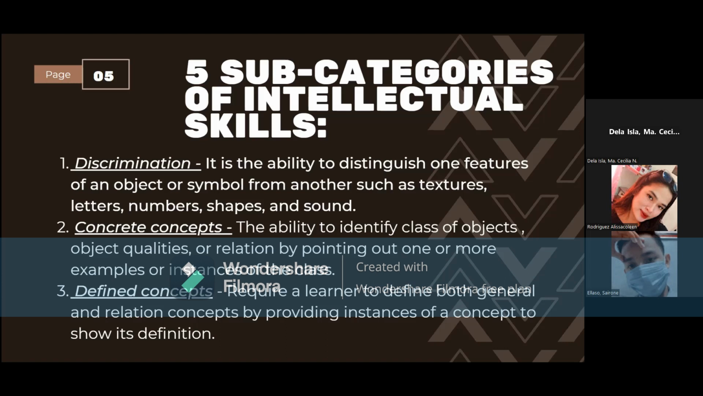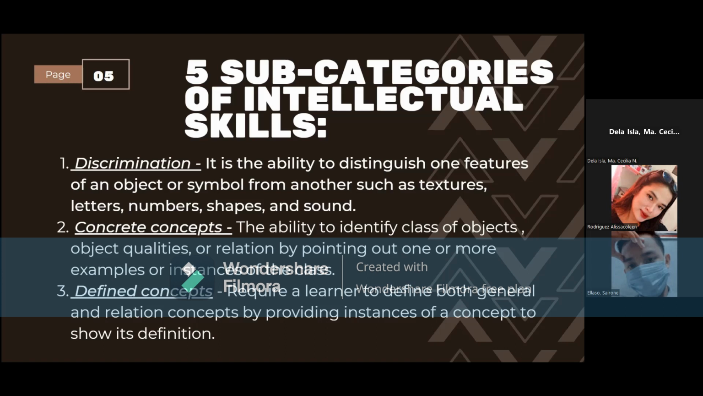Discrimination is an important skill in learning because it involves visual, auditory, or other sensory modalities. For example, a child who can discriminate between letters of the alphabet is more likely to be successful in learning to read. Next is the concrete concepts. This one is the ability to identify a class of objects, object qualities, or relations by pointing out one or more examples or instances of the class.